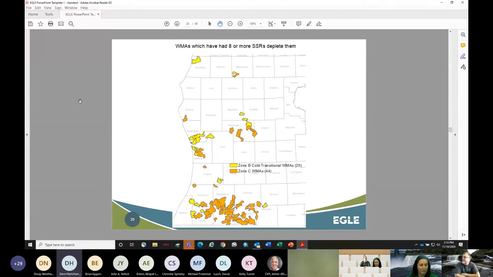I would like a discussion from the council as to what other thoughts are, but these are areas where we are seeing a lot of site-specific review requests come in on a repeated basis, and I think we need to get a better handle on the water budgets in these areas.